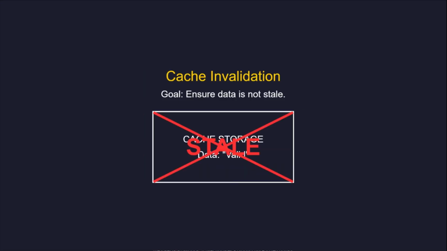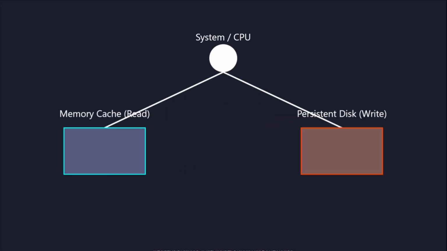Invalidation is the process of declaring cache data as no longer valid or accurate. In high-performance systems, reads hit the memory-based cache, while writes target the persistent disk. This structural asymmetry creates a race between the speed of memory and the durability of disk.